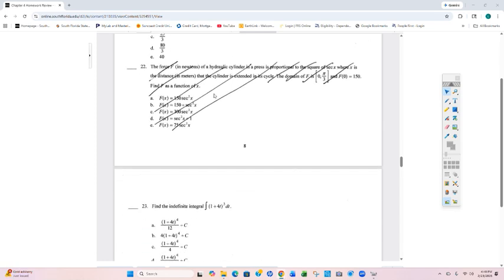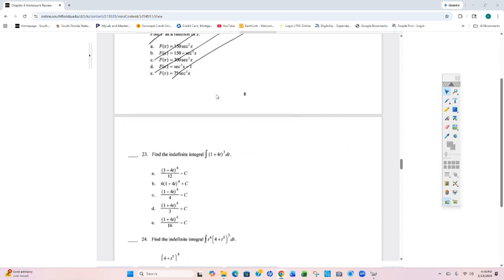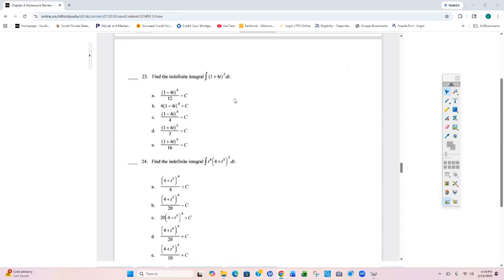We are skipping number 22, just like I told you in class. It is marked out on the review. Number 23, find the indefinite integral. There is an integral symbol, and then in parentheses 1 plus 4t to the third power dt. So, integral symbol, open parenthesis, 1 plus 4t, close parenthesis, power of 3 up there, and then dt.